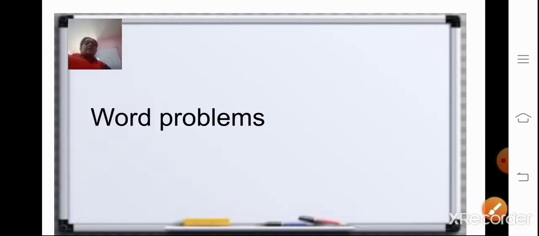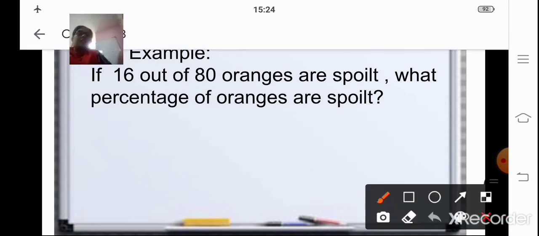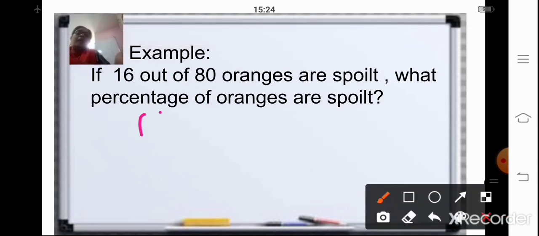Okay. Now based on this, finding the value, that is based on the percentage, we'll solve some word problems. Now first word problem, that is an example for you. If 16 out of 80 oranges are spoiled, what percentage of oranges are spoiled? Now here the number is given, that is out of 80 oranges, 16 oranges are spoiled. So you have to find the percentage. Now total number of oranges is 80 here. Now out of 80, 16 oranges are spoiled.